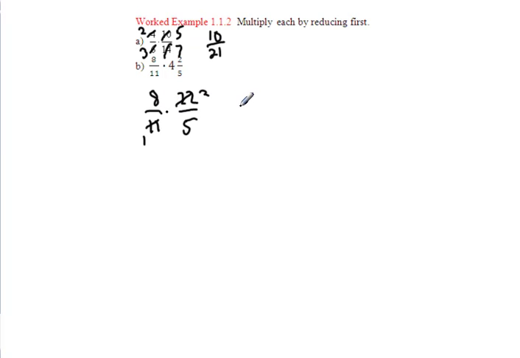8 times 2, which is 16, over 1 times 5, which is 5. Now, in pre-algebra courses, they'll force you into writing this back as a mixed number, and that can be done if you like by going 5 into 16 is 3, with 1 left over, so it's 3 1/5.